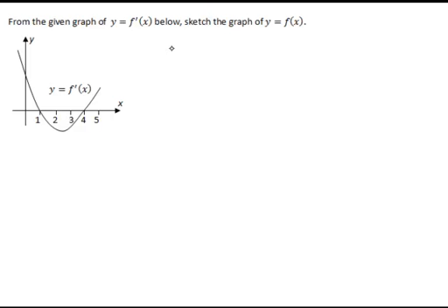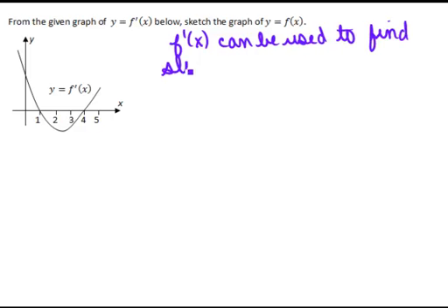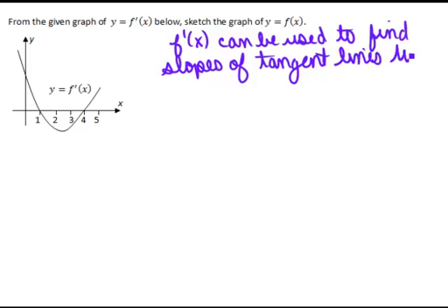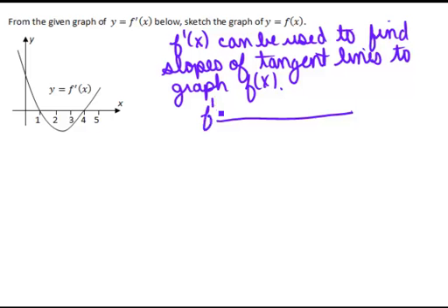So let's remember that the derivative f prime of x can be used to find the slopes of tangent lines to the graph of f. And that's how I'm going to take advantage of having this graph of the derivative to get the original function f. So I actually want to look at a sign chart here. I'm used to graphing functions given the sign chart of the derivative. So let's take a look here.